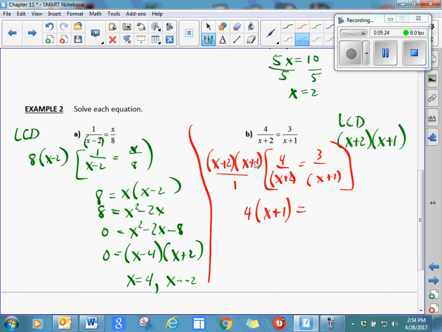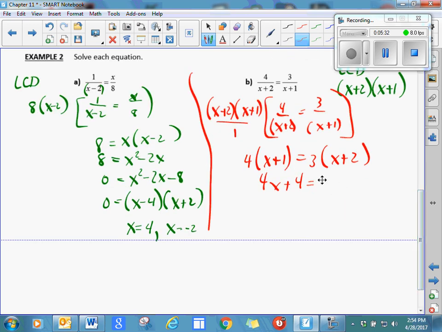The x plus 1 cancels with the x plus 1, and I have 3 times x plus 2. So we have 4x plus 4, distribute carefully, equals 3x plus 6. Get your x's together. I'll subtract 3x from this side, and I get 1x, and I will subtract 4 and move it over there, and I get x is equal to positive 2.